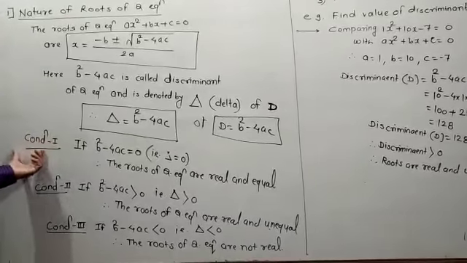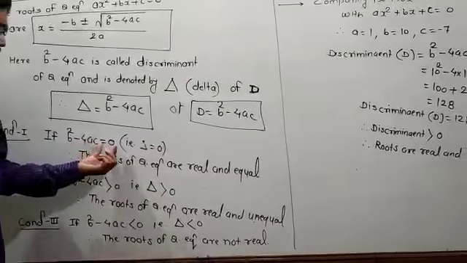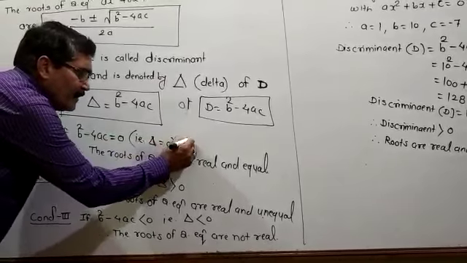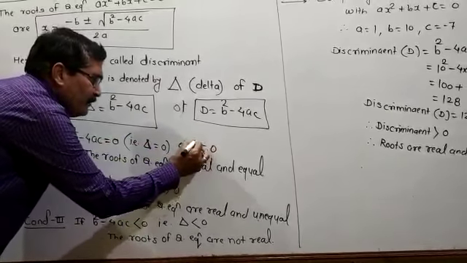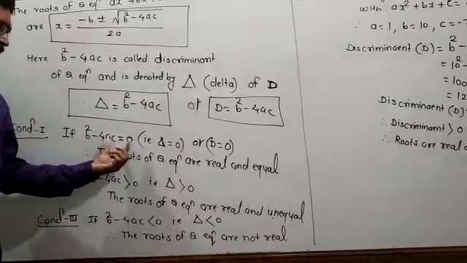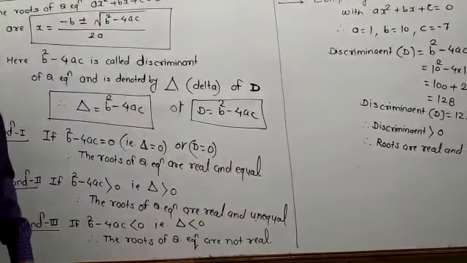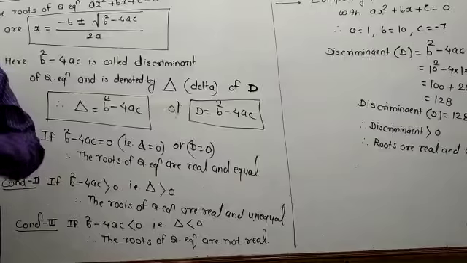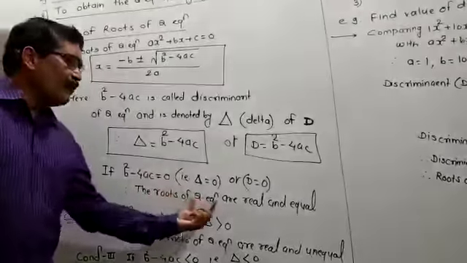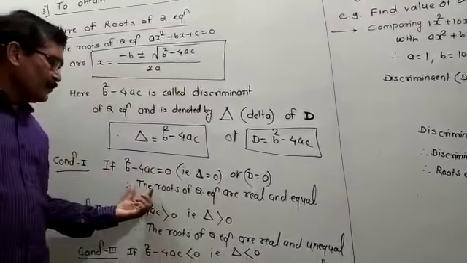The first condition: if b square minus 4ac, the discriminant, is equal to 0, when delta is equal to 0 or D is equal to 0, what is the condition that you have to see? If the discriminant D is equal to 0, the roots of the quadratic equation are real and equal. When the value of b square minus 4ac is equal to 0, the nature of the roots is real and equal.